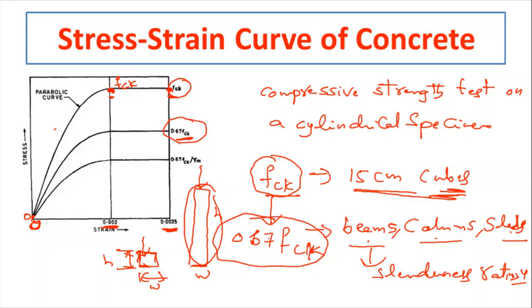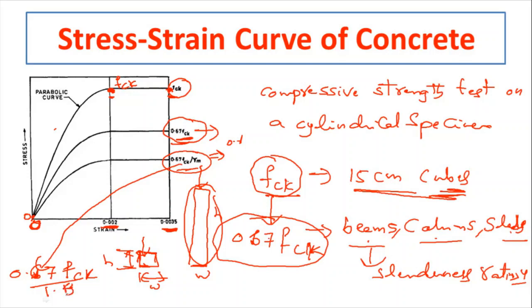Now to this 0.67 FCK we have to apply the factor of safety. What is the partial factor of safety of concrete in RCC in the limit state method? 1.5. So this will become 0.67 FCK divided by 1.5, which is equal to 0.446 FCK. That means, instead of taking it as FCK in the limit state method, we will take it as how much?